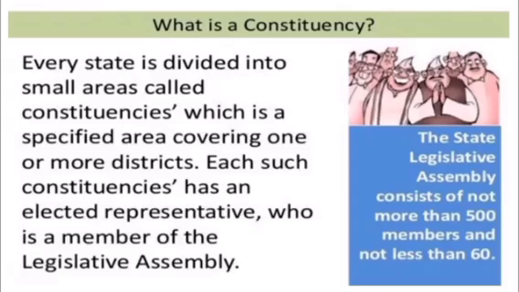First, we have to know what a constituency is. Every state is divided into small areas called constituencies, each a specified area covering one or more districts. Each such constituency has an elected representative who is a member of the legislative assembly, which means MLA. The state legislative assembly consists of not more than 500 members and not less than 60.